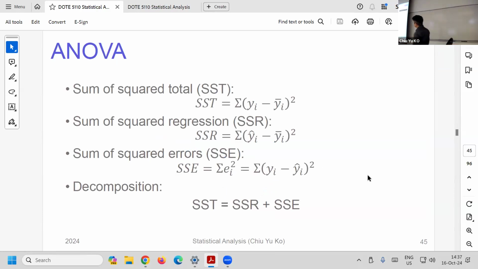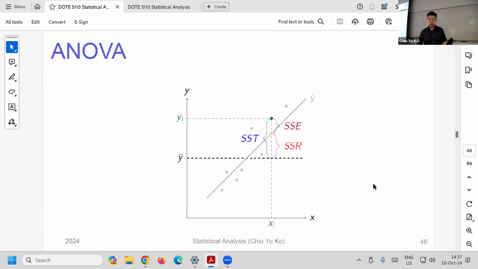So ANOVA is simply, as I have said, this is SSE. In regression, the good thing is you can relate SSE to these kinds of criteria, and it turns out that these have a nice interpretation. You take the ratio of SSR over SST.